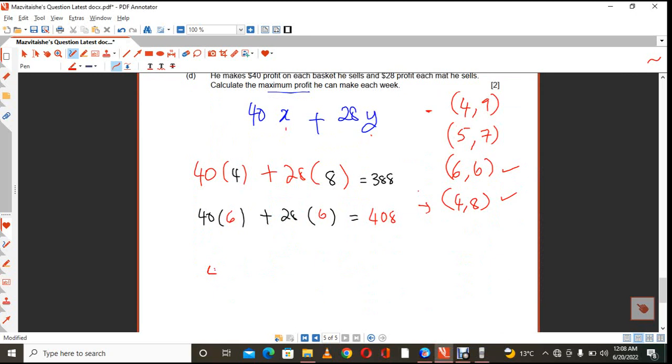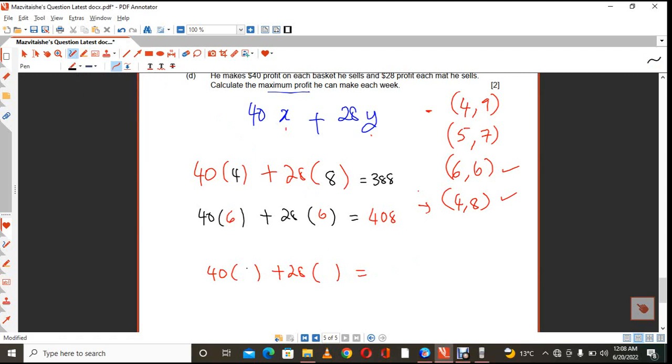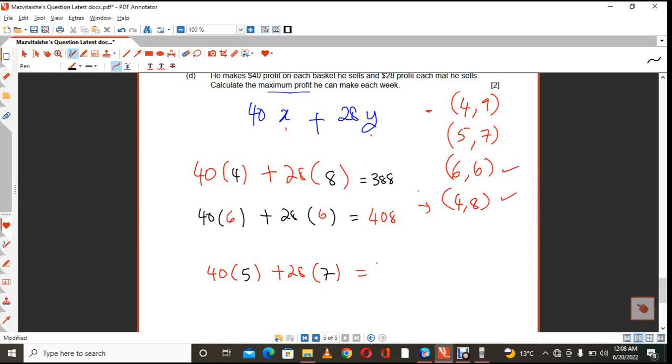So let's choose the other point, 40 plus 28, open bracket. We're going to choose the point 5,7. So if I have 5,7, I take my calculator, go back. That is 7, and that's 5. What do we get? We get 396. Oh, okay, so that point is even lower. It doesn't work.